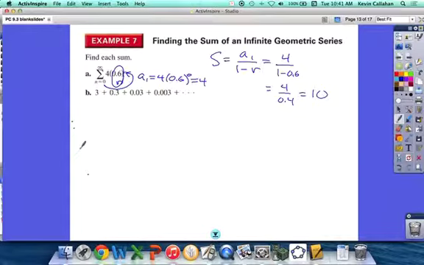Now, when you look at the second one, we could tell the first term because it's just written there. In that sense, that's a little easier, right? The a1 is right there. And then we have to calculate the r. How do I calculate the r? r equals, take the second divided by the first. So 0.3 over 3 is 1/10.